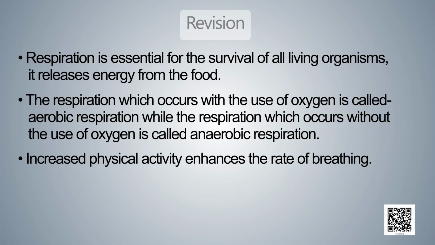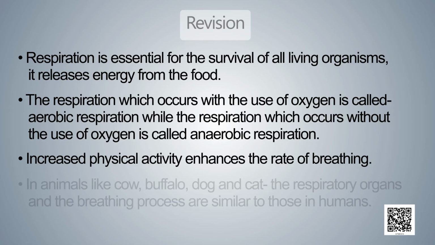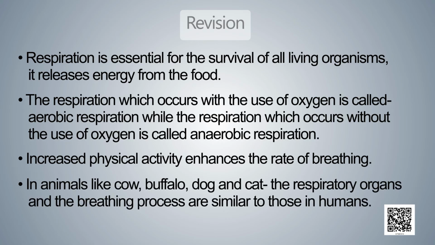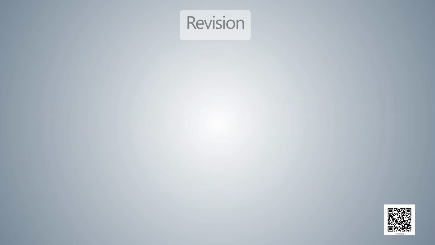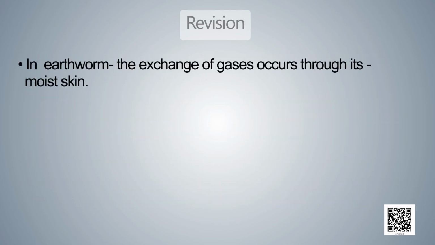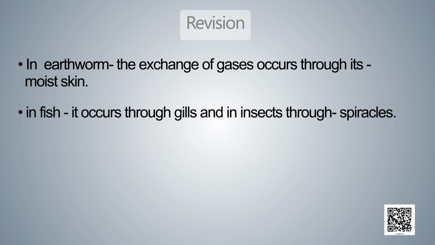In animals like cow, buffalo, dog, and cat, the respiratory organs and the breathing process are similar to those in humans. In earthworms, the exchange of gases occurs through its moist skin. In fishes, it occurs through gills, and in insects through spiracles and trachea.